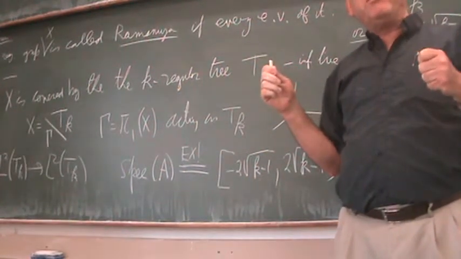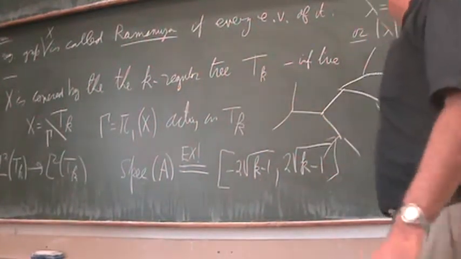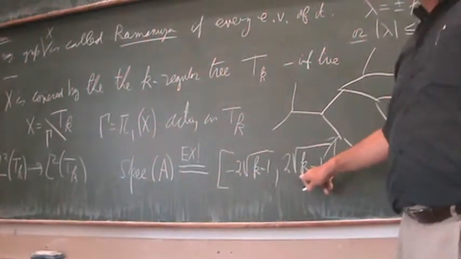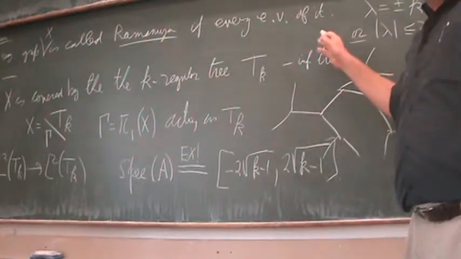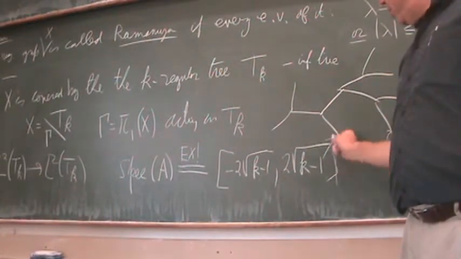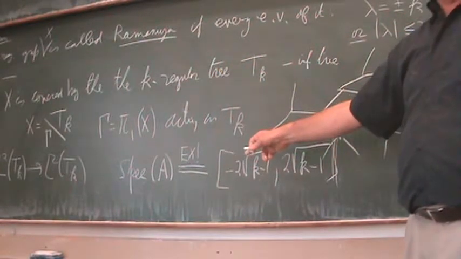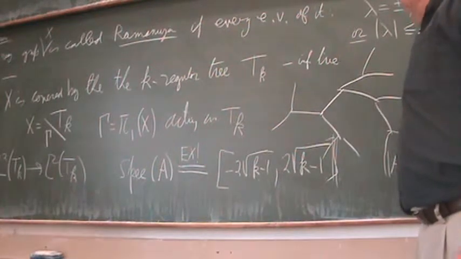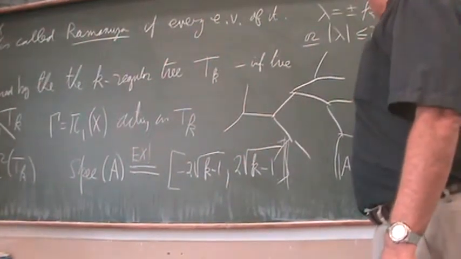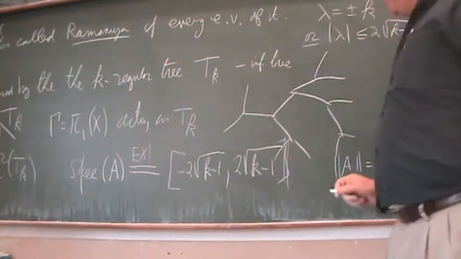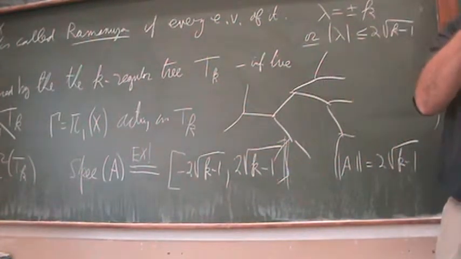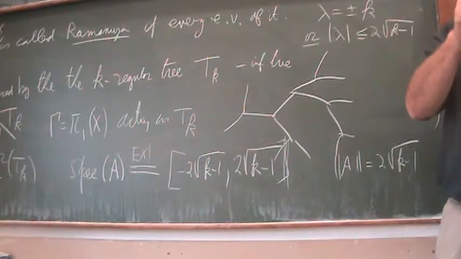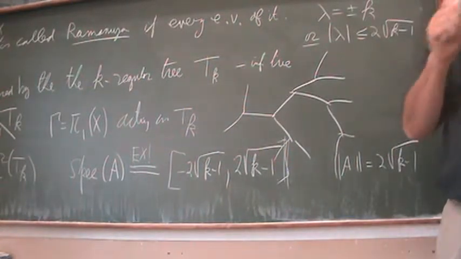Another way to say it: every eigenvalue, now what is the norm of such an operator? The norm of an operator A is the top of the spectrum. And the norm of A is 2 square root of k minus 1. But usually in the literature we say that every eigenvalue is either the trivial one or it's less than or equal to the norm of A.